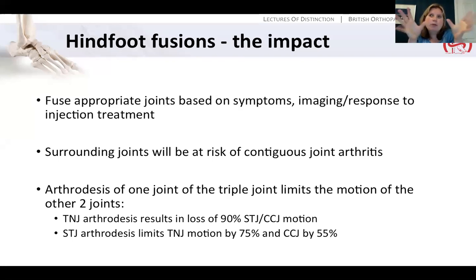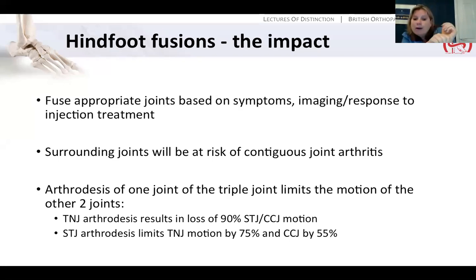And the most important thing to remember, and I love this fun fact about hindfoot arthritis, is that if you fuse one joint of the triple joint, it will significantly limit the motion in the other two joints. So you're essentially rendering them very stiff. And the talonavicular joint arthrodesis results in the loss of 90% of that subtalar joint and calcaneocuboid joint motion. So it's almost like fusing all of the joints when you just do talonavicular joint arthritis.